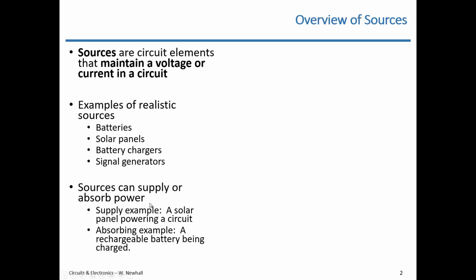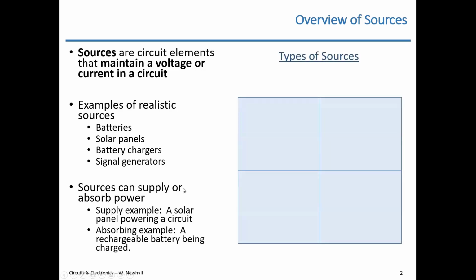So let's take a look at what types of sources we're going to talk about. I've got this kind of quad chart here. We're going to talk about voltage sources and current sources. Voltage sources maintain a voltage, current sources maintain a current. And for each of these, there are two types that we're going to talk about. There's an independent source and a dependent source.